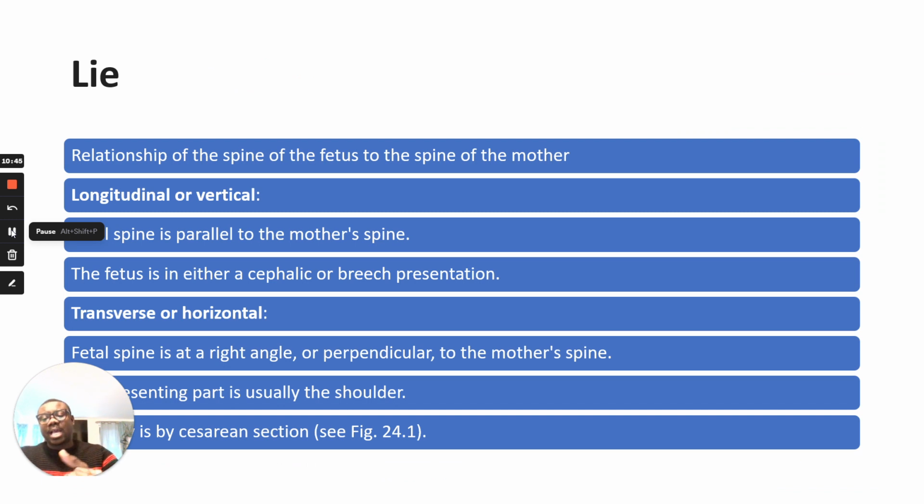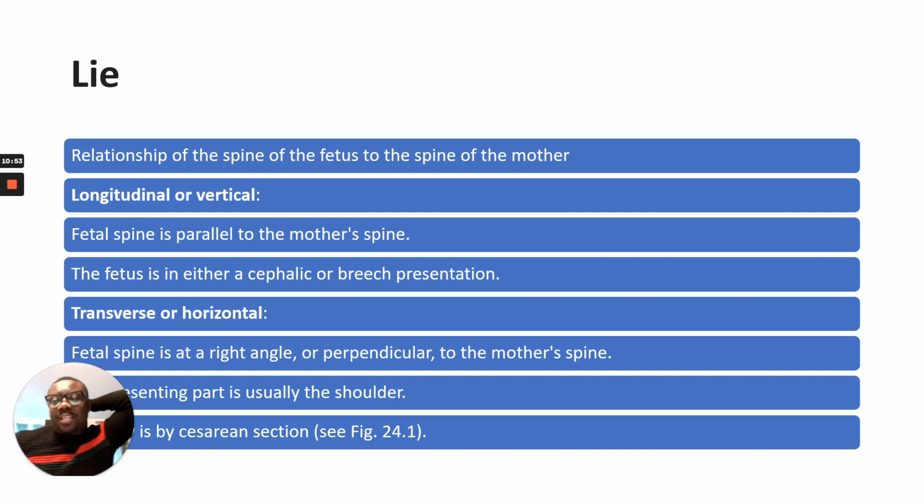So there are two kinds of lie, like I talked about. The vertical lie is about the fetal spine. The spine is the vertebra, right? The fetal spine runs from the neck towards the buttocks. That fetal spine should be parallel to the mother's spine to create a normal lie. So this is the mother's spine, and the fetal spine is this. They should be together like this to create a normal lie.